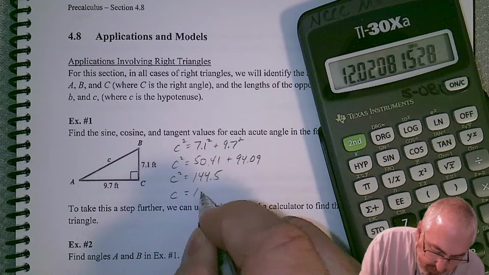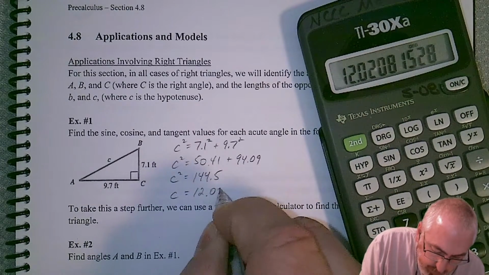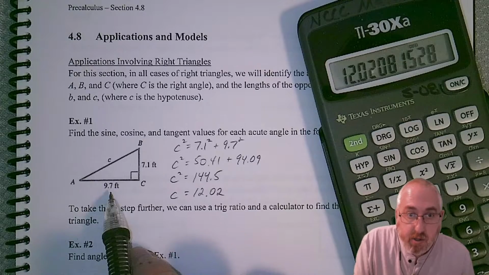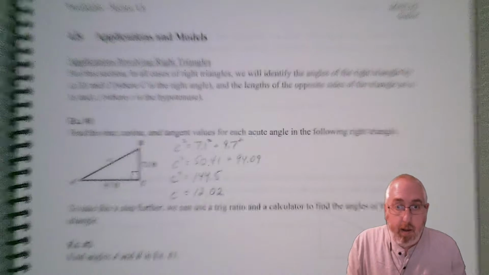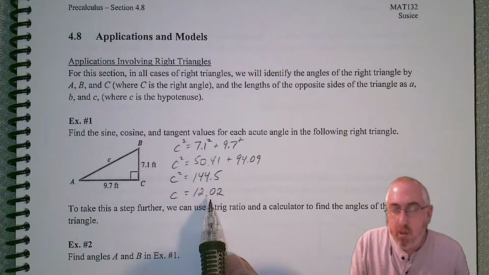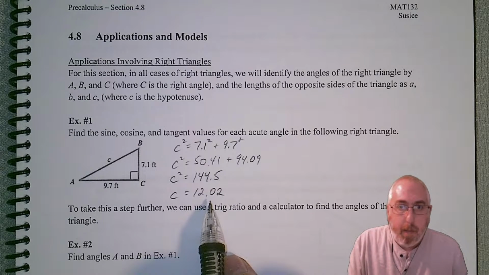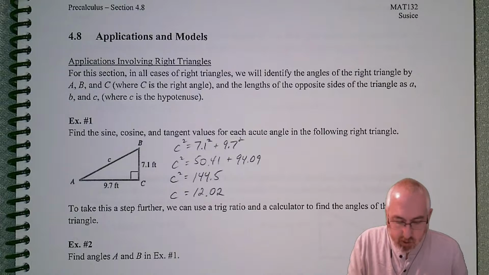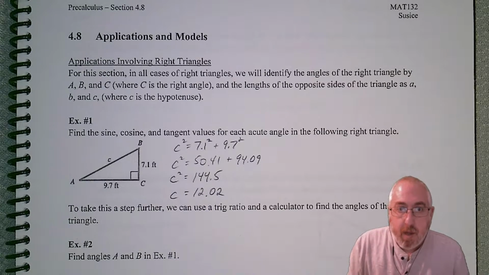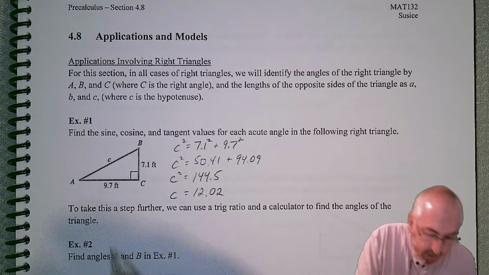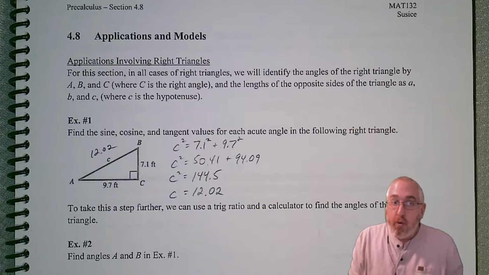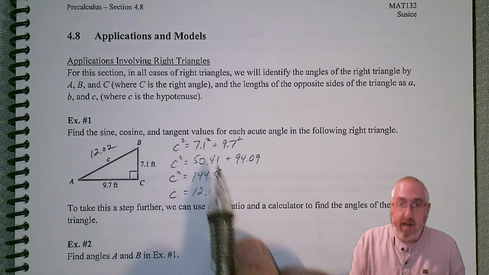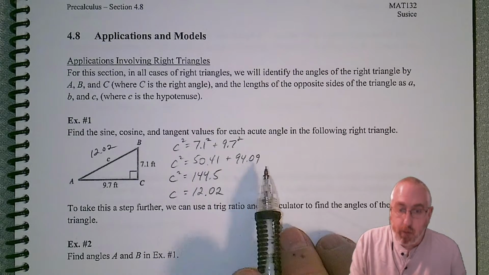Now, as far as the number of decimal places, you can see that our other two sides have one decimal point. So if we wanted to round this to 1 decimal point, we could, but we can also leave it that way if we want. All right, so now we have our third side, 12.02, we should be able to find our sine, cosine, and tangent values for each acute angle.